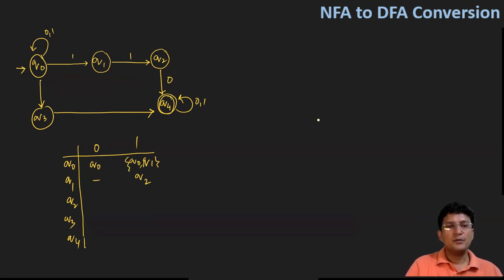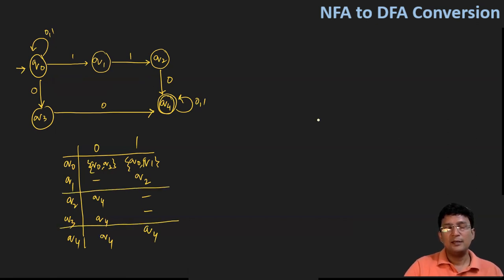Q2 on 0 moves to Q4 state, and Q2 on 1 is undefined. So this Q0, Q3 was not mentioned here. Based on this, I can say that it moves to Q0, Q3 state. So Q2 on 0 goes to Q4, and Q2 on 1 is undefined. Now going to Q3, Q3 on 0 goes to Q4 state, and Q3 on 1 is undefined. Now Q4 on 0 remains at Q4, and Q4 on 1 also remains at Q4. So this is the transition table given to us.